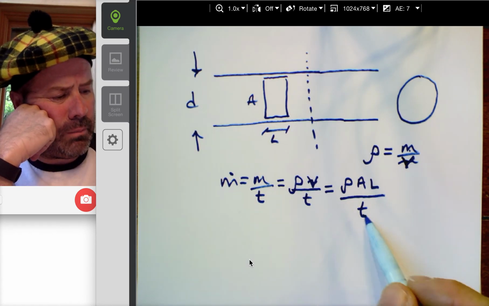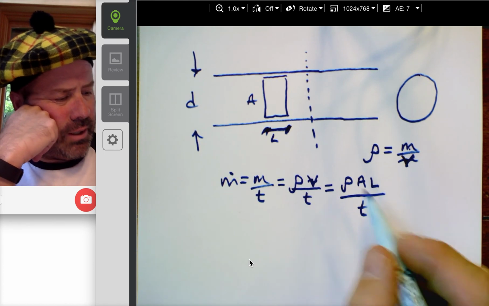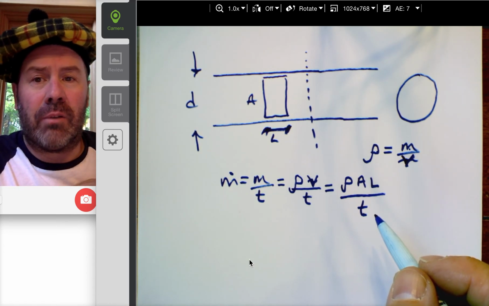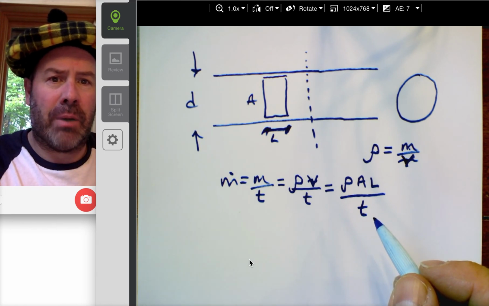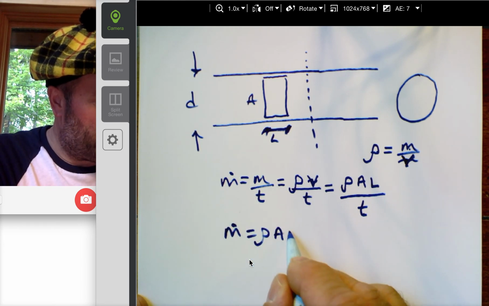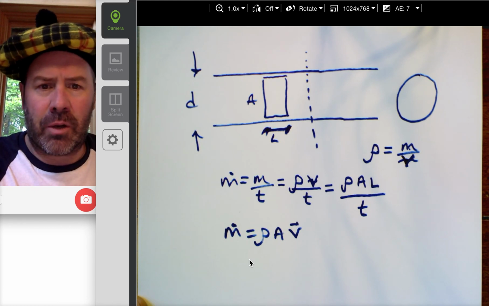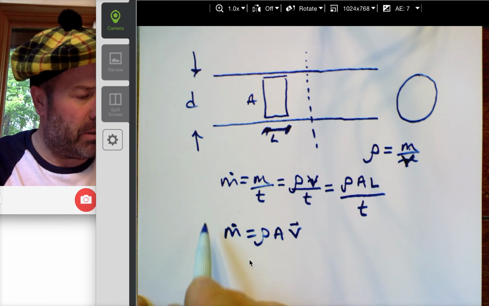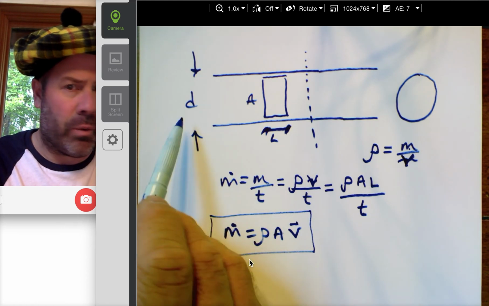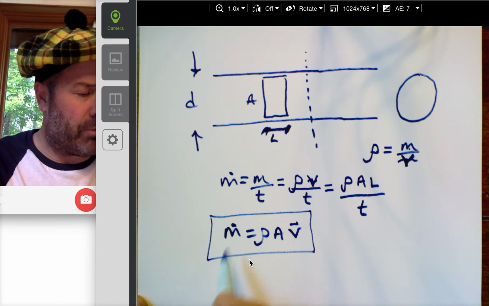Length divided by time, or this distance divided by time. What's another name for distance divided by time? You're right. Velocity. Velocity is distance divided by time. So maybe I could say m dot equals density times area times speed, or velocity. And in fact, this is the most common equation for mass flow rate of anything flowing in a pipe. We use it all of the time. And how would we find the area? Well, we could take pi times the radius squared, or pi times the diameter squared over 4. But this is the equation for mass flow rate.